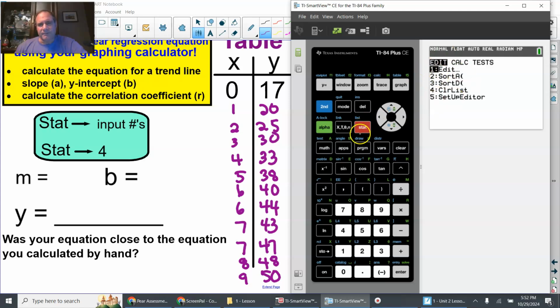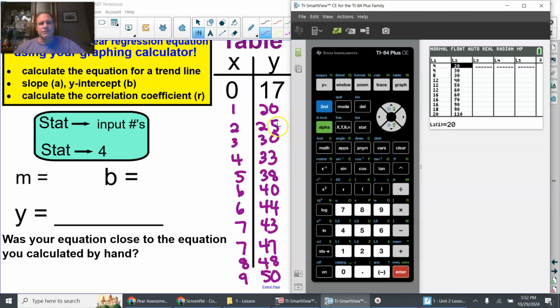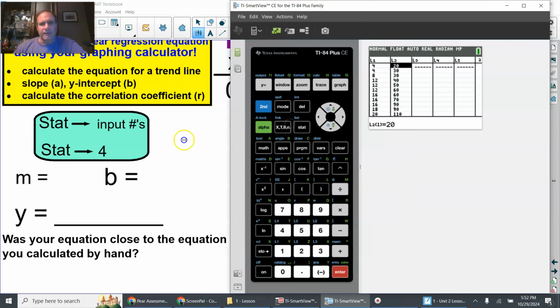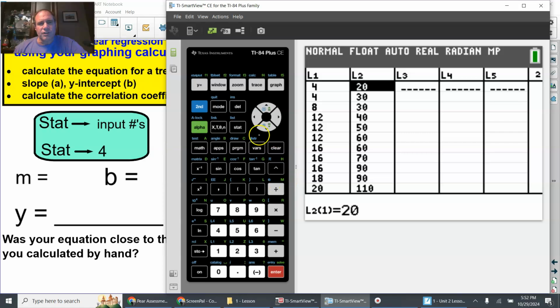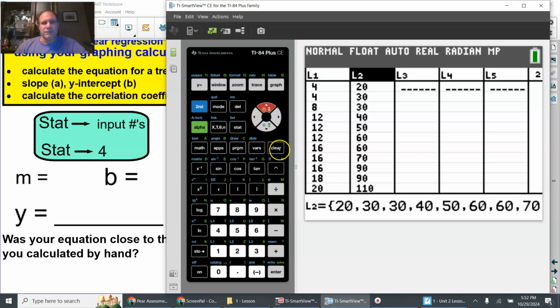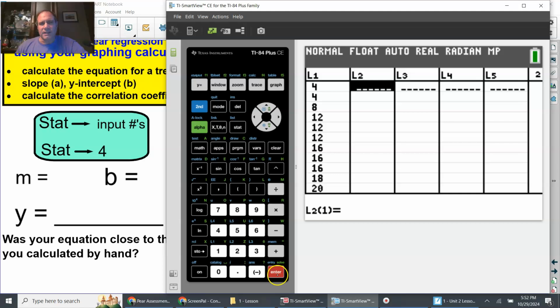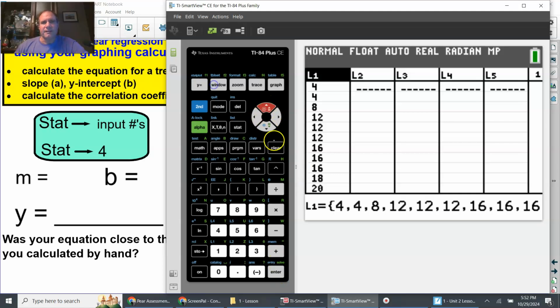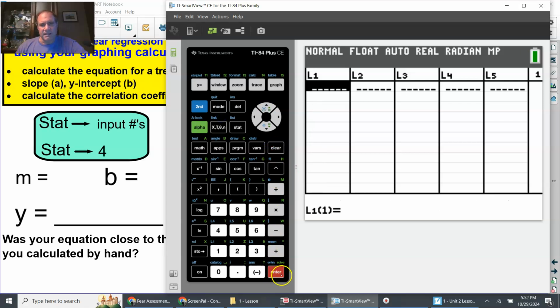So we have to press stat and then go to edit, and you'll see your numbers are still there from the prior question. If you have your numbers there, just follow these steps. Go up to L2 and press clear. Don't press delete, press clear, then press enter, and you see the list disappear. Then go to the left, go up to L1, press clear again, and press enter.